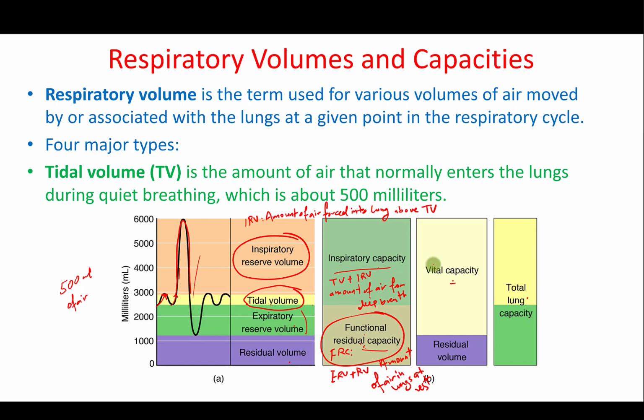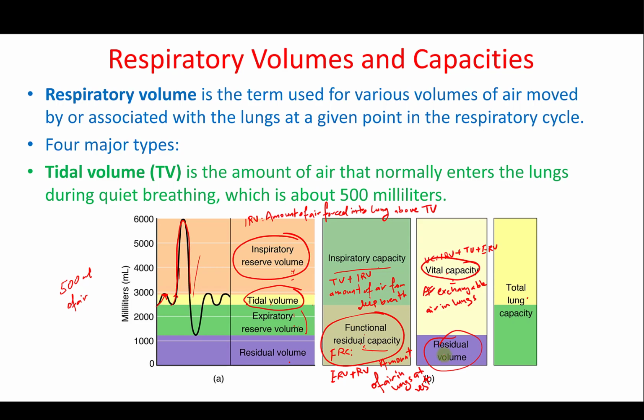Then we have the vital capacity, the VC. The VC is the IRV, the inspiratory reserve volume, plus the TV, plus the ERV. The vital capacity is the exchangeable air in the lungs. Think of it as the air that you have control over, the air you can take in and out. So it includes the reserve volumes because you have control over them.